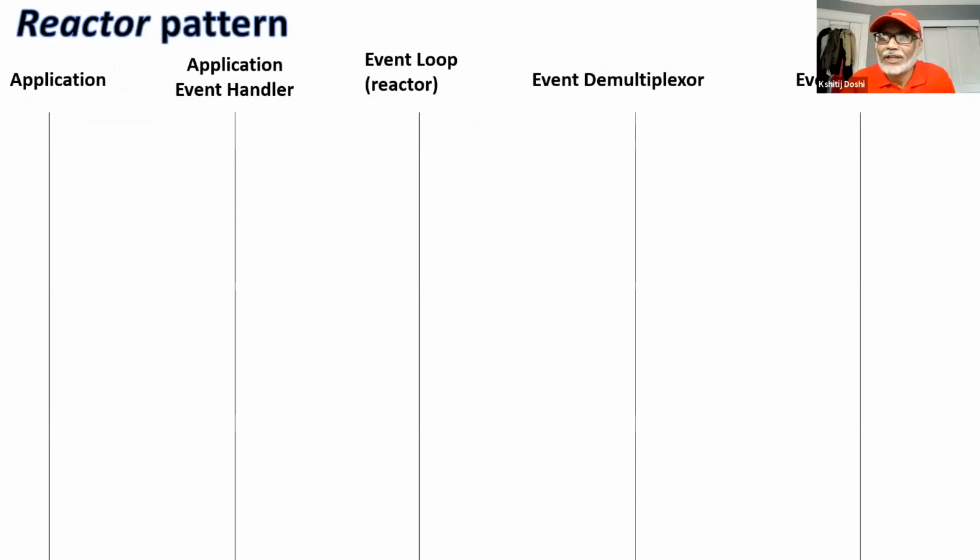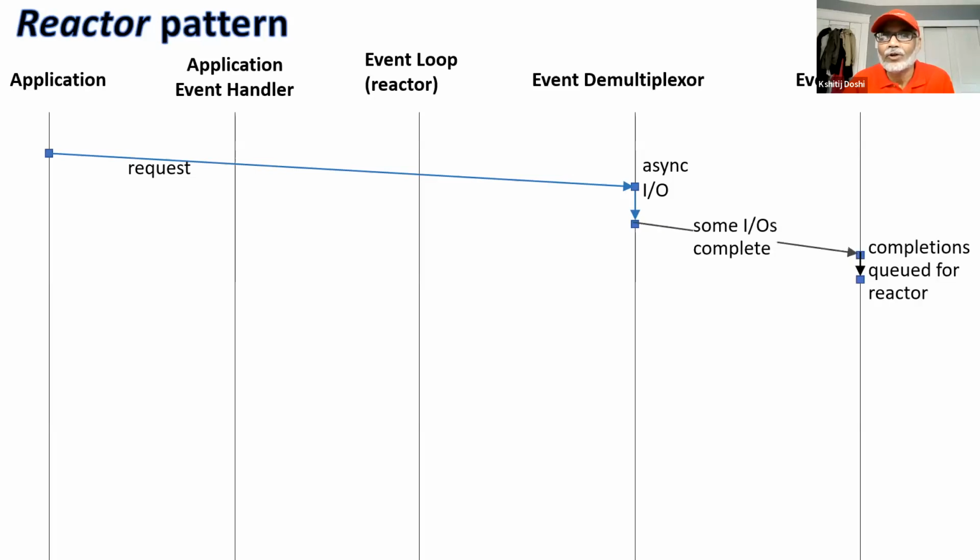Let me just illustrate what this reactor pattern is that Netty, and in general the Java frameworks before Netty, really capitalize on. So we have a ladder diagram here of different application and I/O components, and the core part of this is the part in the middle called the event loop reactor. So let's illustrate this with an example. An application issues a request. The request gets forwarded to an event demultiplexer. The event demultiplexer then organizes the asynchronous I/O for that application. And at some point that I/O completes, and the completion gets queued up for the reactor.